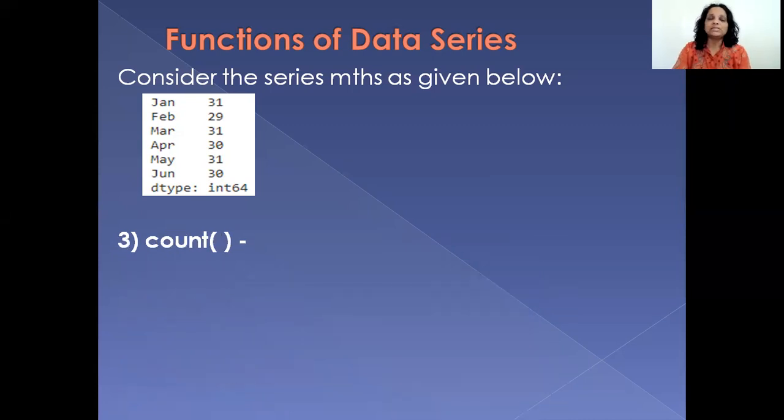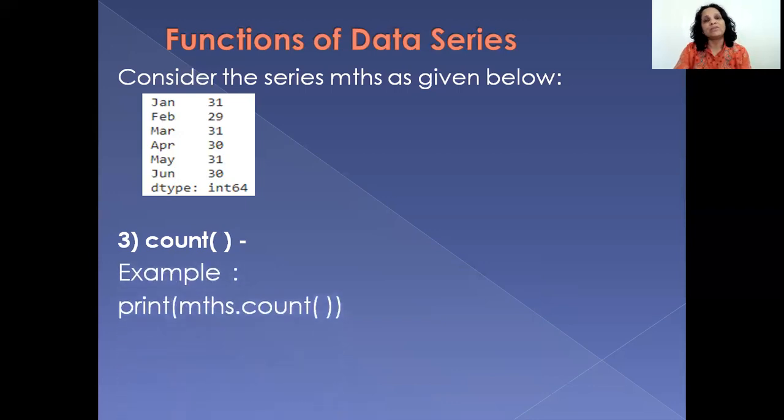Okay. The next function is the count function. The count function, please listen to it carefully, returns the number of non-NaN values. Now, in this example, there is no NaN value. Okay, so in this example, if I use count, it will give me 6. Can you see? I have 6 values stored in the data series. But if your data series had 1 or 2 or 3 values which were NaN, I hope you remember what was NaN. NaN is not a number.